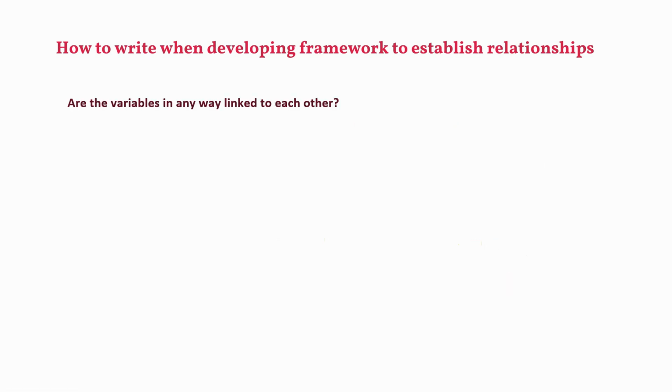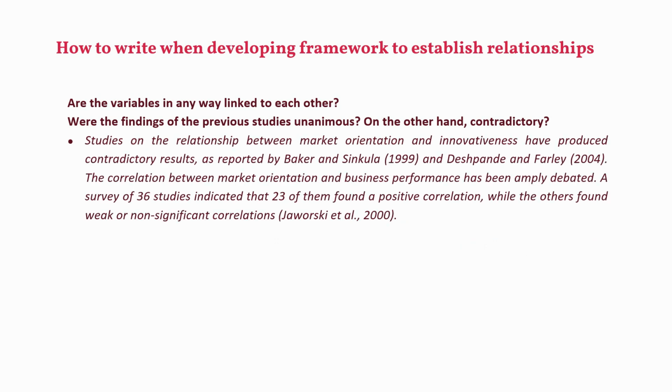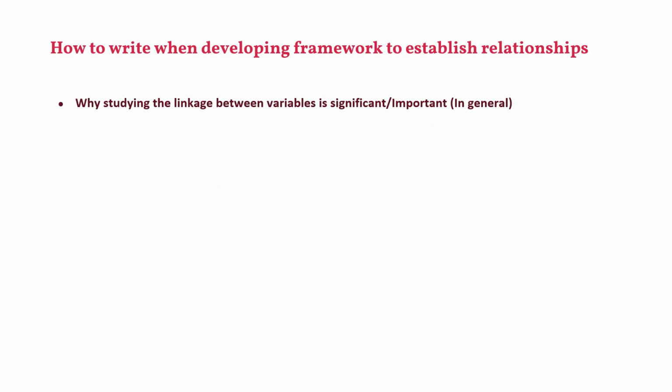Now, are the variables in any way linked with each other? Were the findings of the previous studies unanimous? Or, on the other hand, contradictory? Now, this is how you write about these. Studies on the relationship between market orientation and innovativeness have produced contradictory results. And this is how you explain the contradictory results: 23 of them found a positive correlation while others found a weak or non-significant correlation. So obviously there is a need for further research on market orientation and innovativeness.